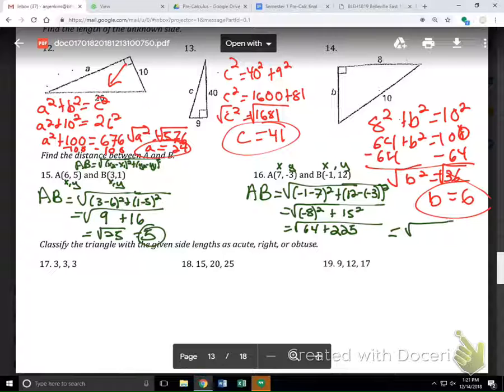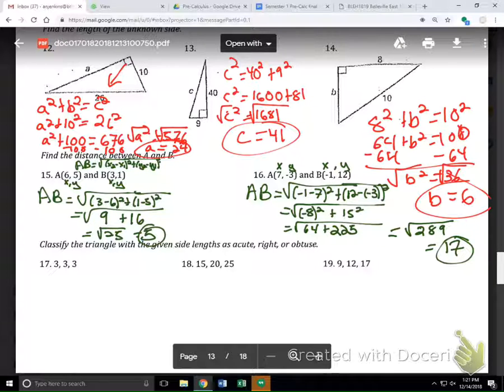Okay, 64 plus 225. Square root of 289? What is it? 17. Thank you, sir. 17 is our answer. Our next three we're going to do. This is where we tell if the triangle is acute, obtuse, or right.